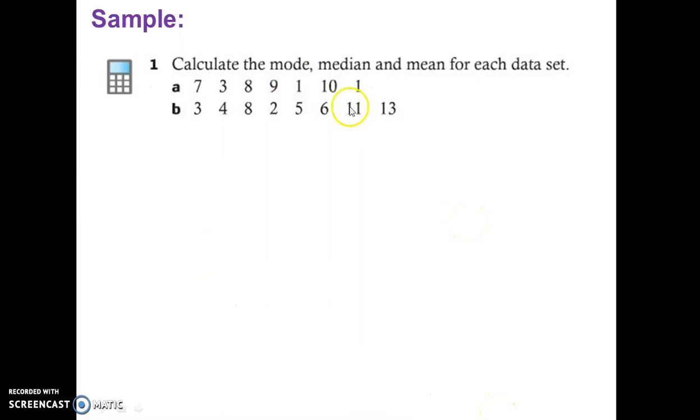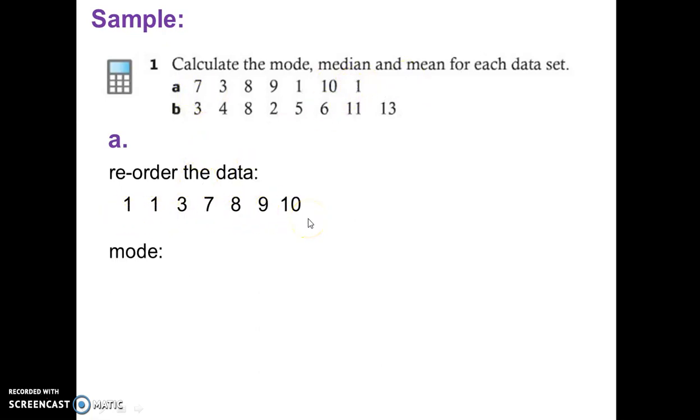Here's a sample problem. We're going to calculate the mode, median, and mean for each data set. Here we have a data set. First thing you should always do is reorder the data set. So in A, I took that and I reordered it like this. Now let's find the mode. The mode is the most frequently occurring piece of data. Here we can see 1 appears twice, so that is the mode.